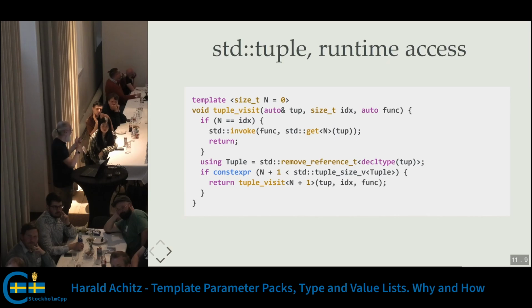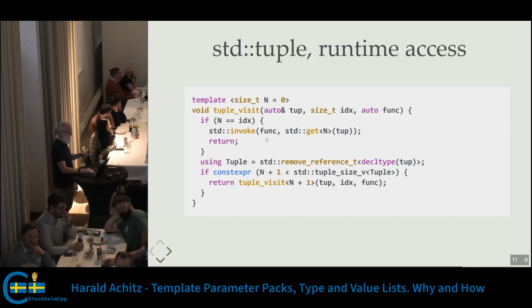But you could put concepts already on this so that you get better compiler messages. Anyhow, what we do is a recursion. We start with 0. As soon as we hit the index, we invoke the function with the tuple. And then I can make things at runtime. Oh, can it?